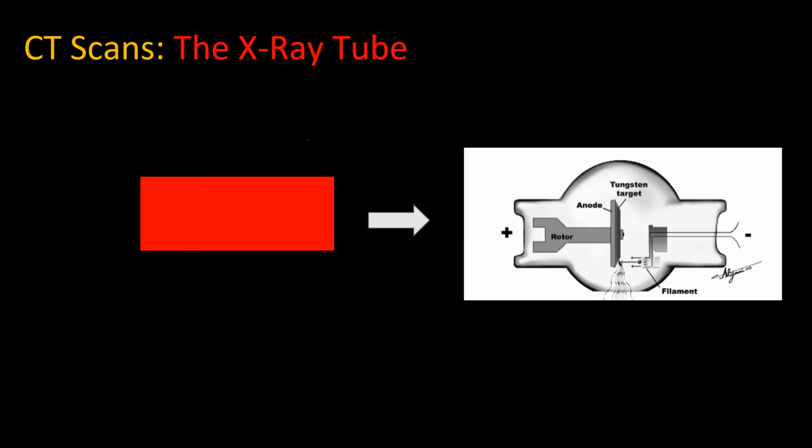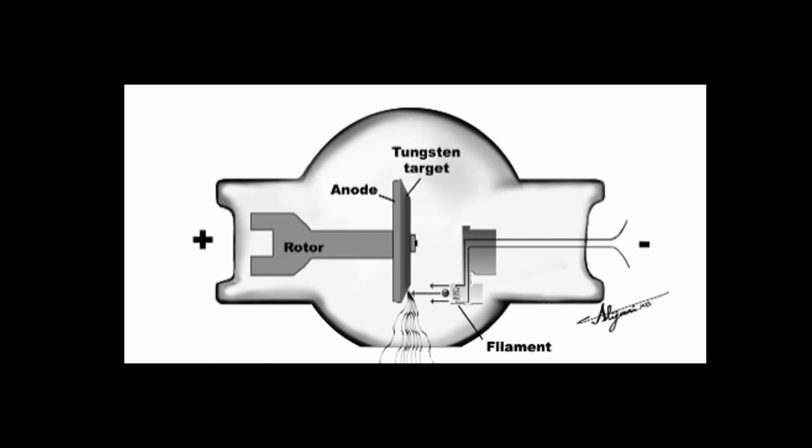So if we zoom into the X-ray tube, we can see a little bit more detail. Here's that anode that's made of tungsten, and current flows from the cathode, which is labeled as the filament in this picture, to the anode. As that happens, energy is lost and it's dissipated as X-rays here.